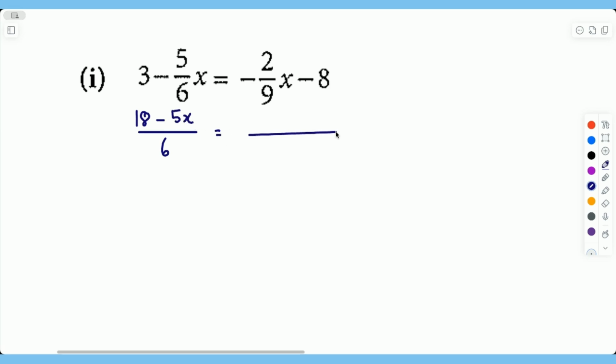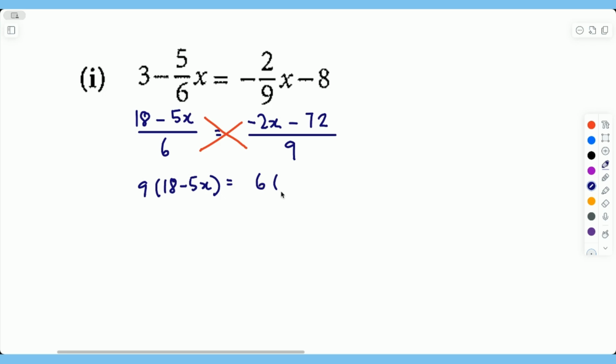And for the right-hand side, the common denominator will be 9. The numerator here will be minus 2x. And we will have minus 8 times 9, so that's 72. The next thing we want to do is to cross multiply. We have 9 times 18 minus 5x is equals to 6 times negative 2x minus 72.